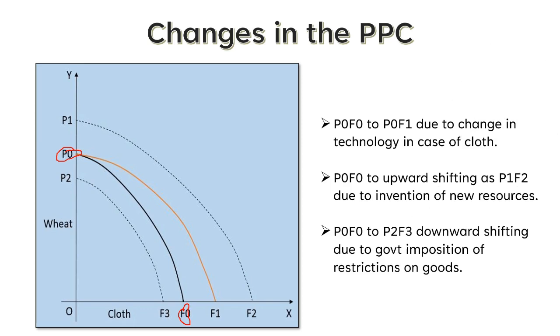Thirdly, the P0F0 production possibility curve may shift completely downwards as P2F3, which is also called downward shifting, and this happens due to the imposition of government restrictions on the production of both commodities. Because of these government restrictions, the country is able to produce less wheat and less cloth. That's why this downward shifting of the PPC happens. So in these three ways the PPC can change.